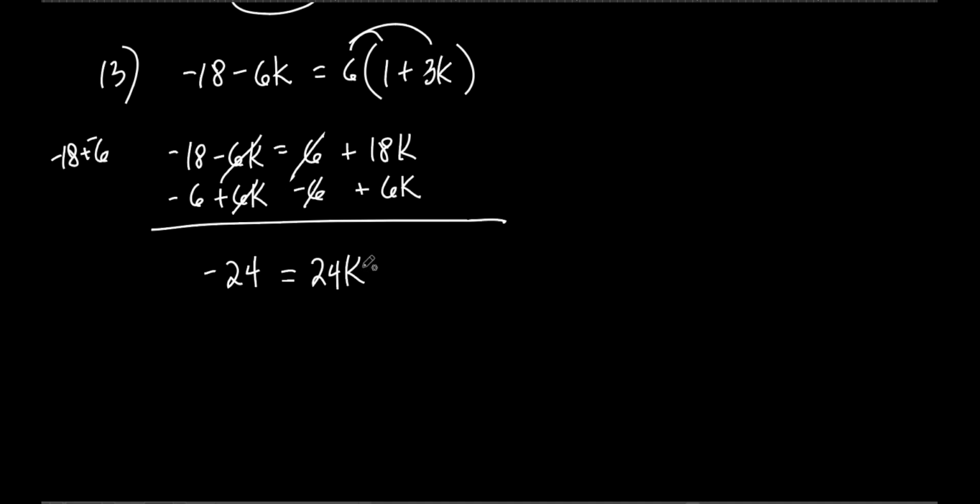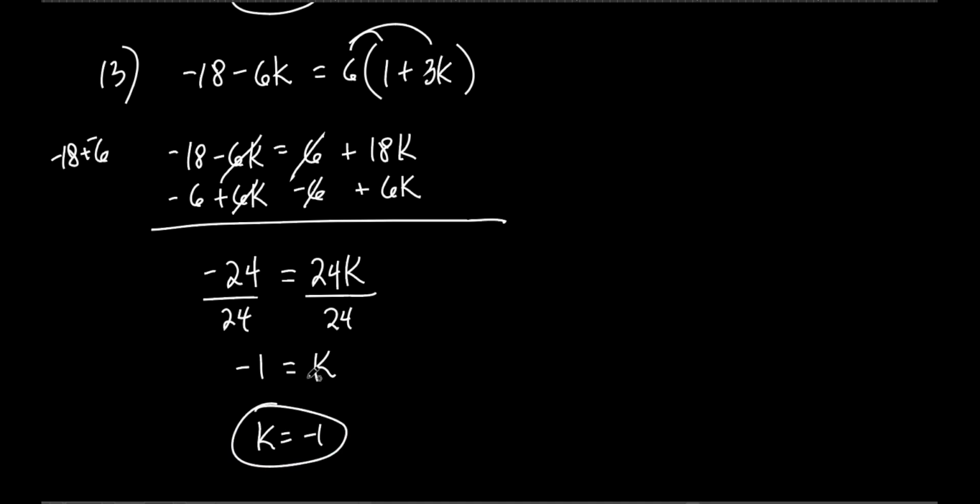I got to get k by itself. So it's being multiplied by 24. How do I get rid of it? It's being multiplied? I divide by 24. Come over here, divide by 24. And then k equals negative 24 over positive 24, negative 1. You could keep it like that and circle it if you want, but I kind of like to write the variable first and write it like that.